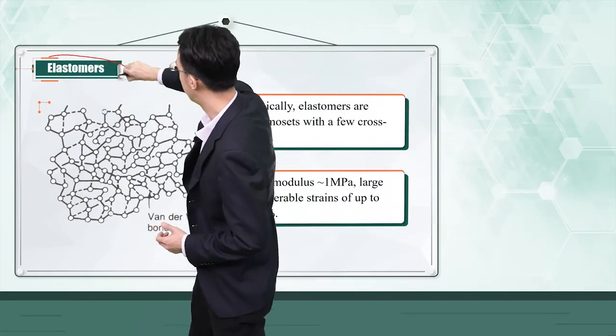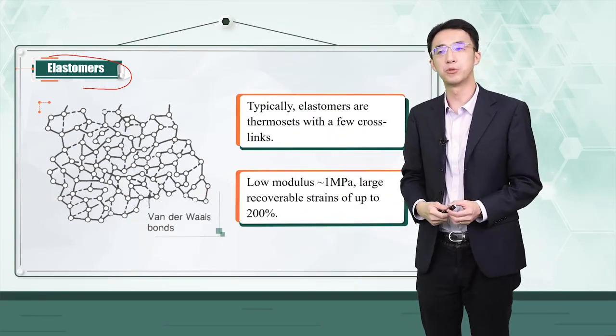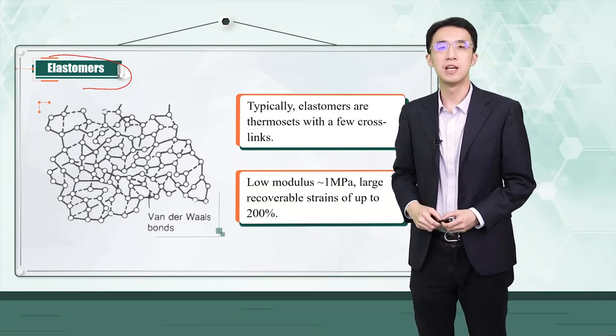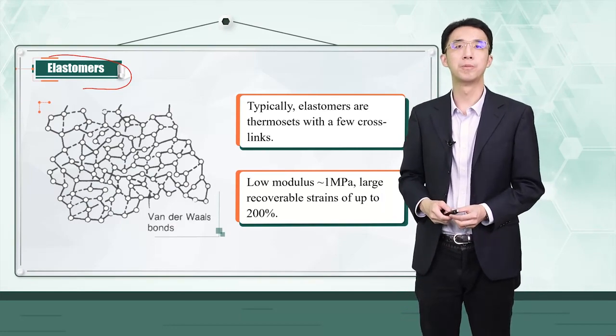The last type of polymers we are going to discuss is the elastomers. Okay? Elastomers are, by definition, an intermediate state between thermoplastics and completely cross-linked thermosets. As a result, they have intermediate mechanical properties as well.